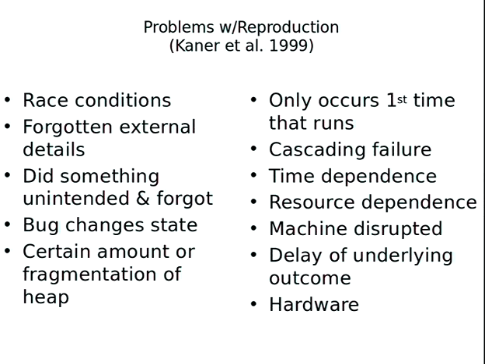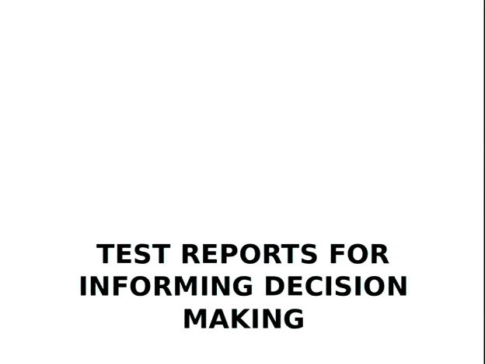Resource dependence is depending on some resource. If the network's congested, if the disk is getting full, if there's some SD card or device it depends on, and it's over a certain limit, you won't be able to reproduce it. This can prevent easy reproduction of a problem. And last recourse for software engineers: hardware.